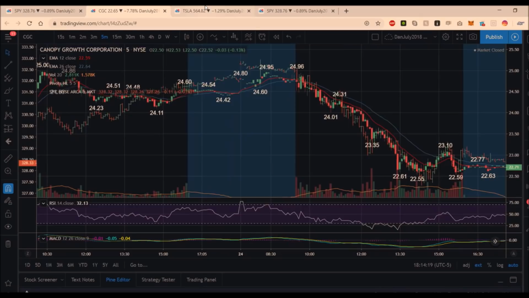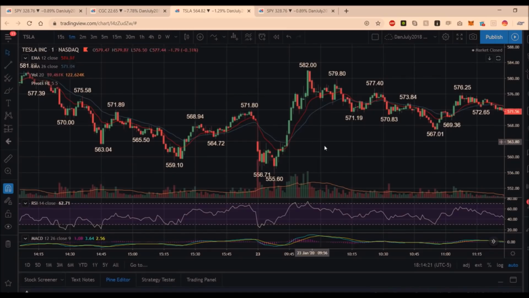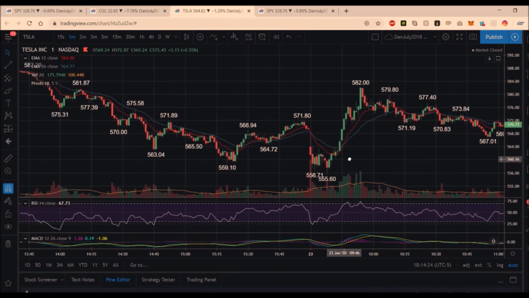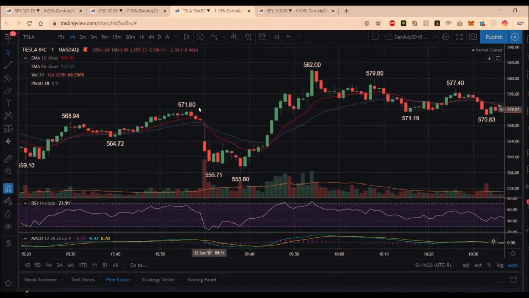Here's an example of a bullish correlation, Tesla and SPY. So Tesla, this is the 1-minute time frame from January 23rd to start the morning. We start with a little bit of a pullback. Tesla hits its low of the day at 9:38 and then rockets to a new high of the day. Big bull move there. Low of the day, 9:38.